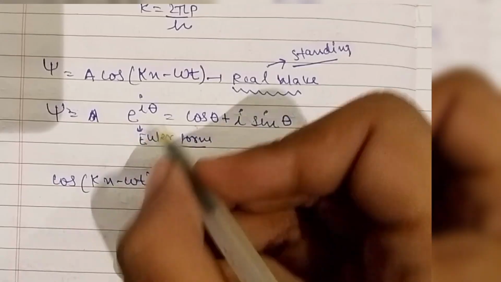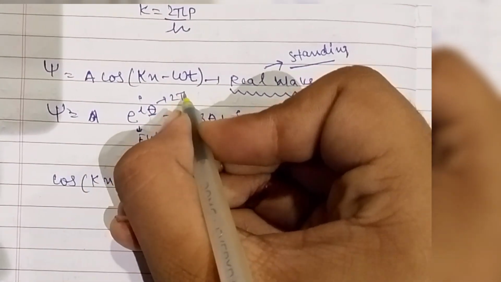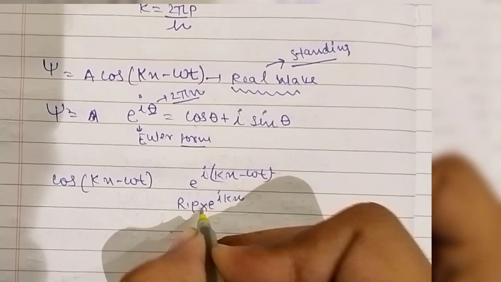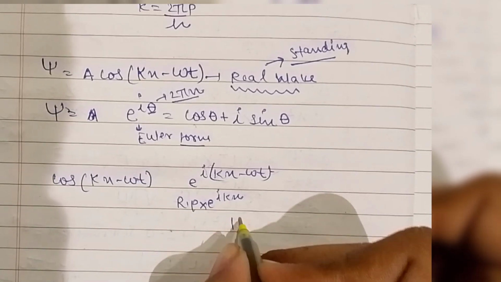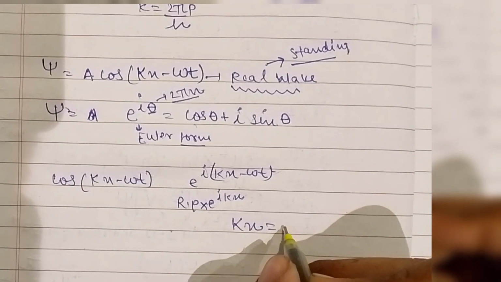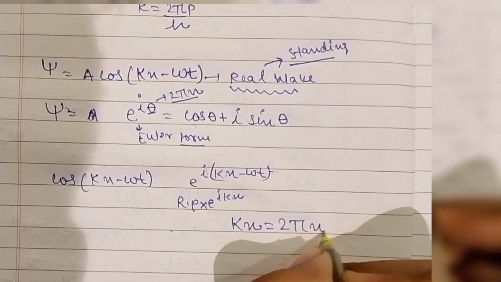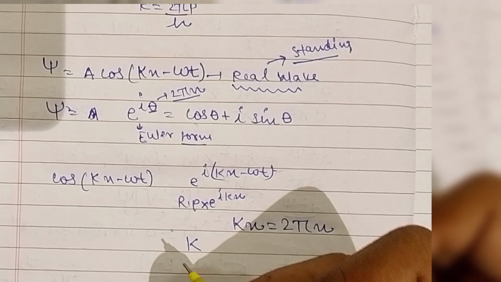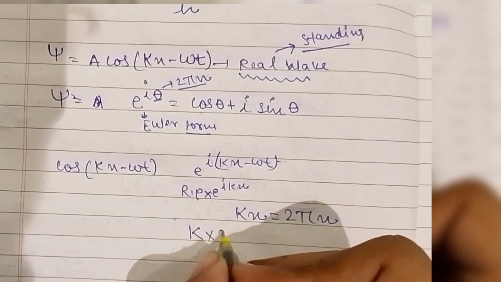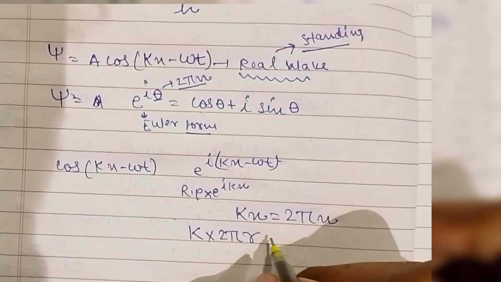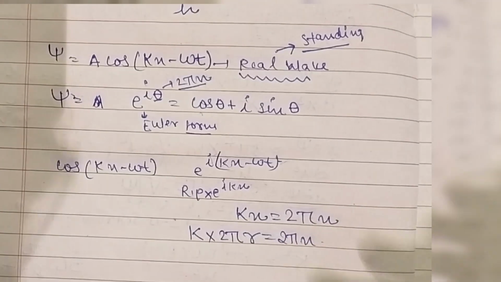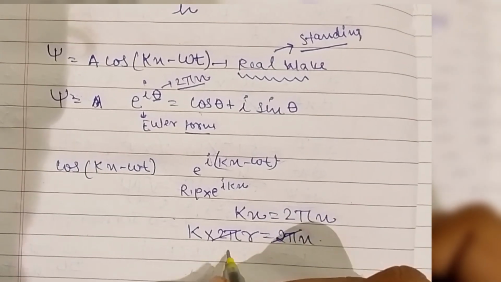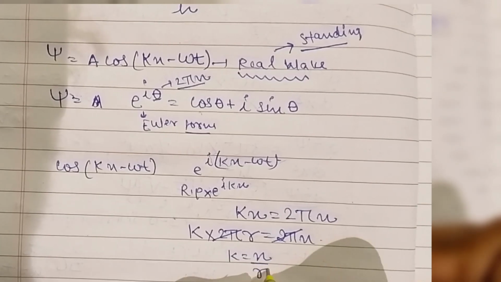And in this theta we assume that it is 2 pi into n, an integer, and we take the real part of this and ignore the imaginary part, so we get kx should be equal to 2 pi n. And we assume that the atom is circular, so 2 pi into radius is equal to 2 pi into n, where n is the principal quantum number. 2 pi gets cancelled by 2 pi, k is equal to n by r.